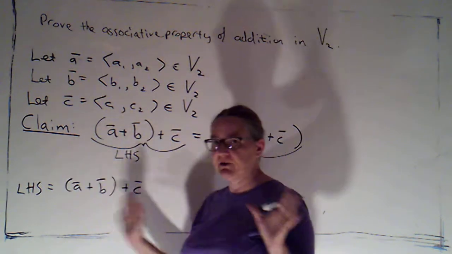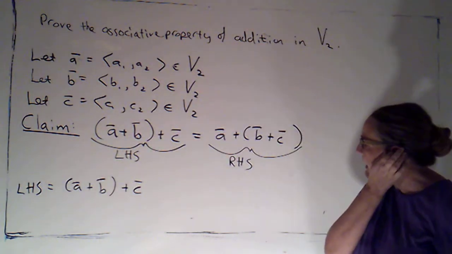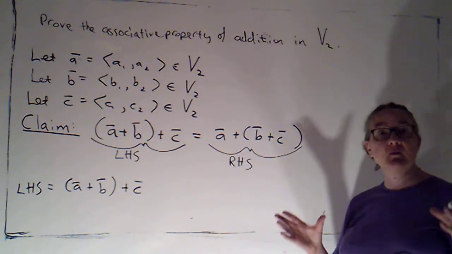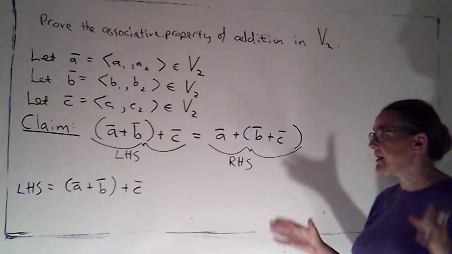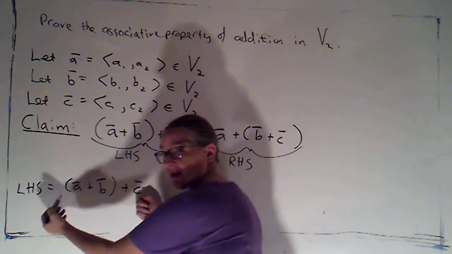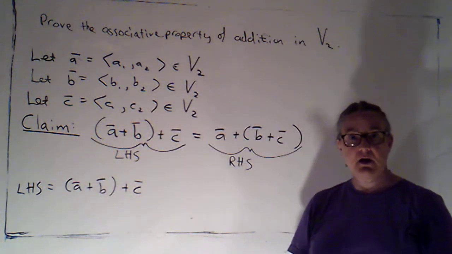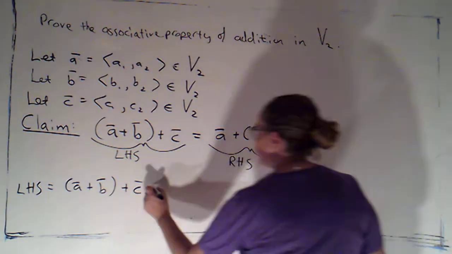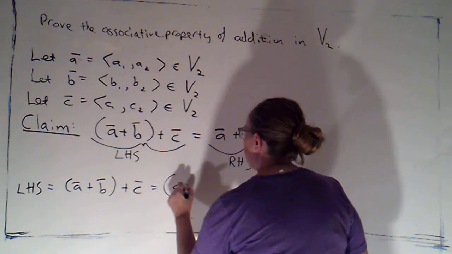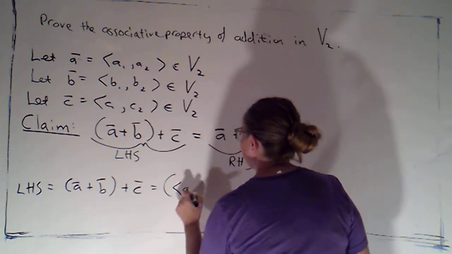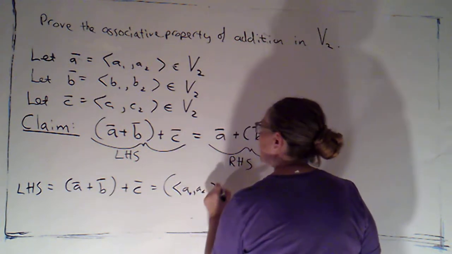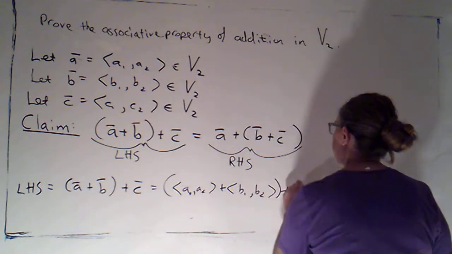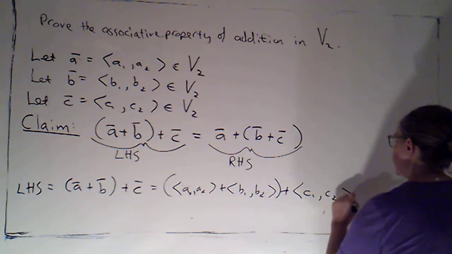This was just me labeling what the left-hand side is. But now, I want to write these vectors in terms of their components, because that's going to transfer me from working with vectors, which we don't know a lot about, to working with numbers, which we do know something about. So, I'm going to say this is (A1, A2) plus (B1, B2) plus (C1, C2).